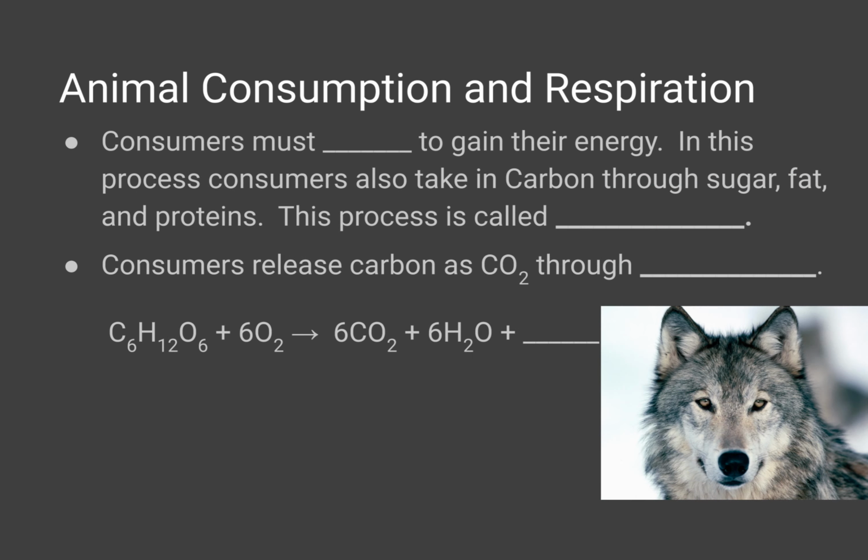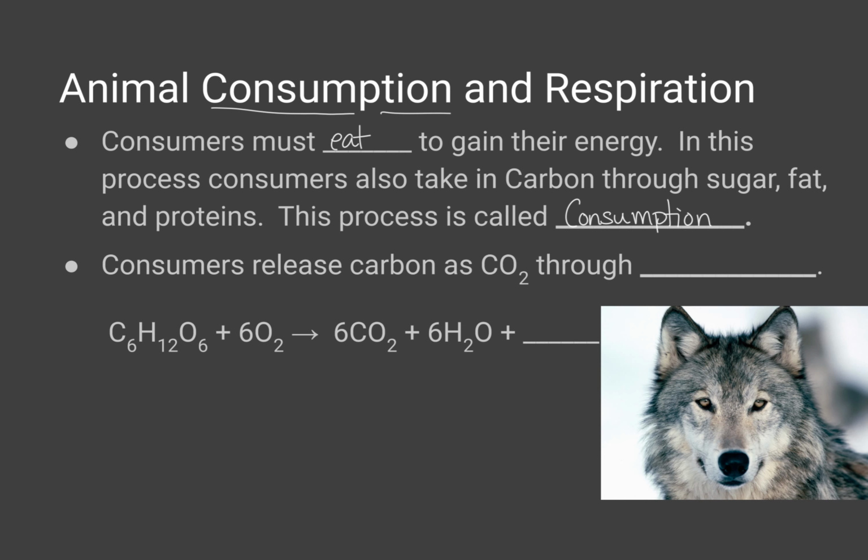Animals have 2 important roles within the carbon cycle. The first of those 2 roles is consumption. And this is because, unlike plants, we can't make our own energy source from sunlight and carbon dioxide. Consumers have to eat to gain their energy. So in this process, consumers also take in carbon through the sugar that we eat, or fat, or proteins, or basically any other nutrient that you eat contains carbon. And this whole process is called consumption.